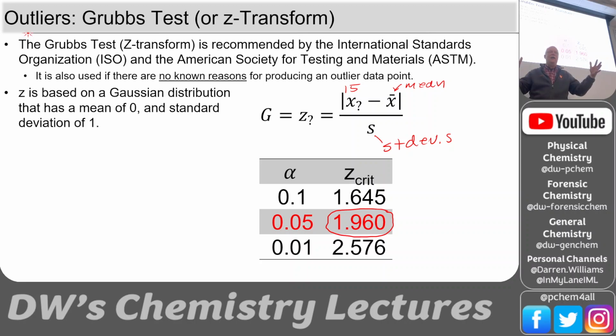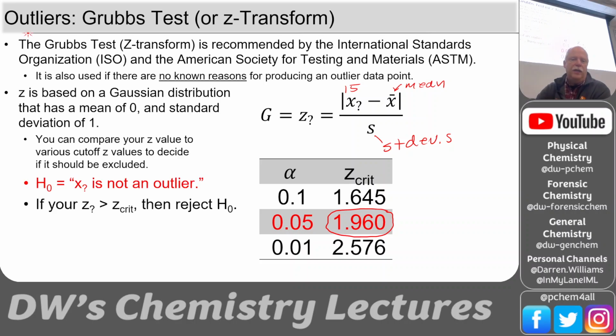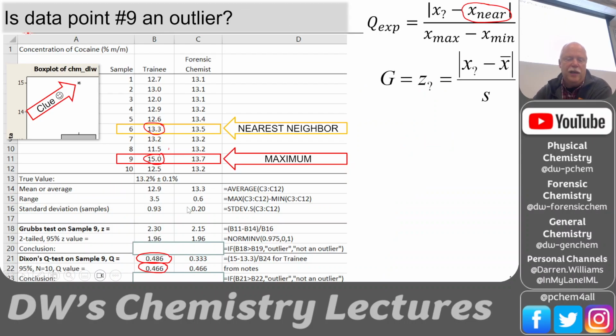And so what this is saying is if that data point is outside that 1.96 times sigma, then it's likely an outlier. And so we can compare that. Again, our null hypothesis is that it is not an outlier. If your Z calculated is greater than Z critical, then reject the null hypothesis. So let's look at our data points.